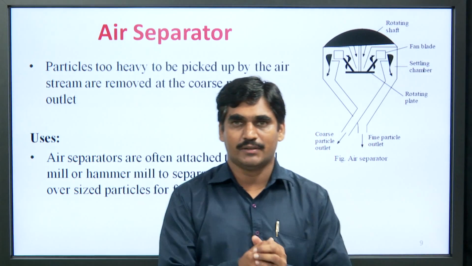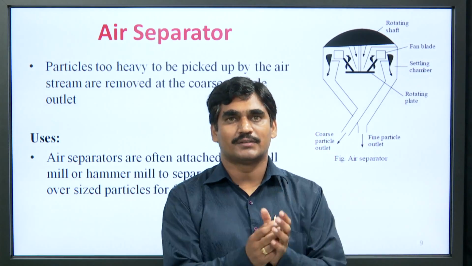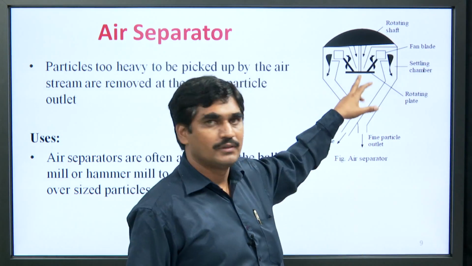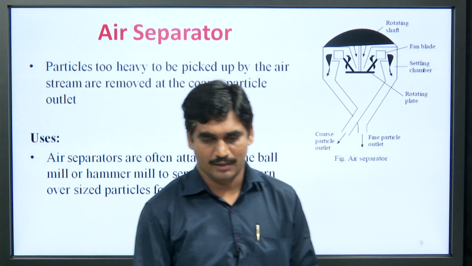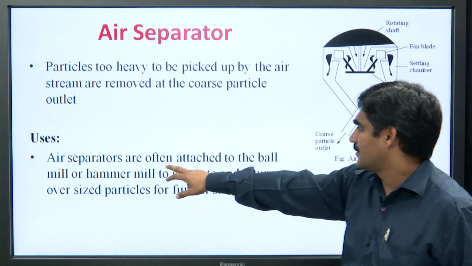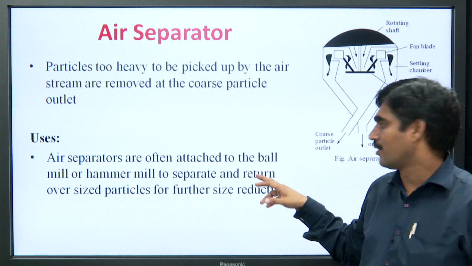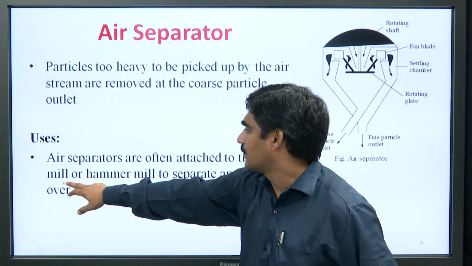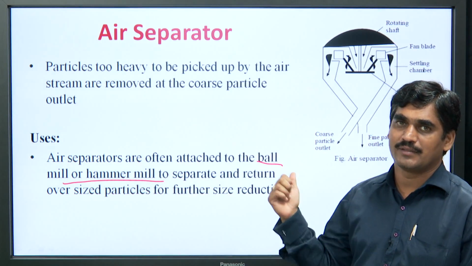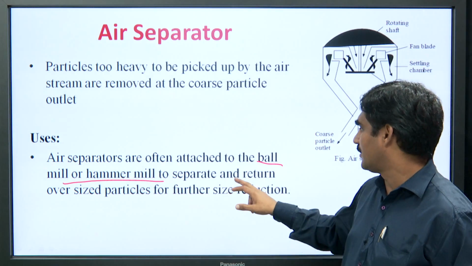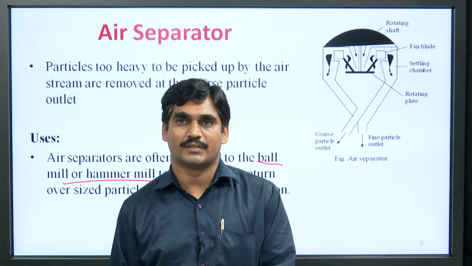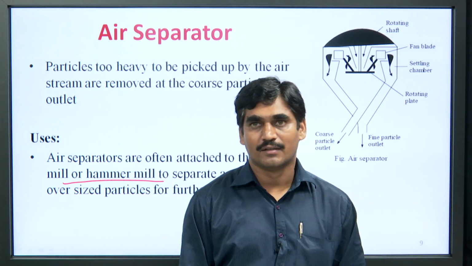Particles which are too heavy to be picked up by the air, or large size particles that cannot be picked up by the air, are removed from the coarse particle outlet. The use of this air separator is that it is attached to the ball mill or hammer mill. With these mills, the air separator is attached to separate and return the oversized particles for further size reduction, and finer particles are collected through the fine particle outlet.